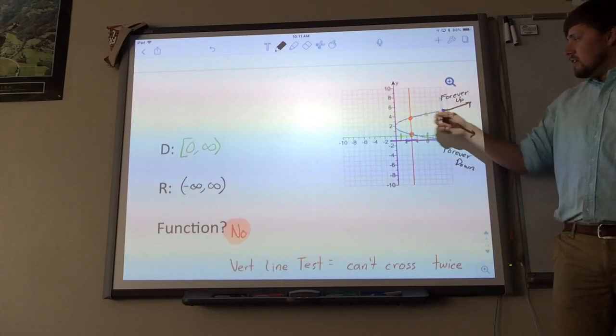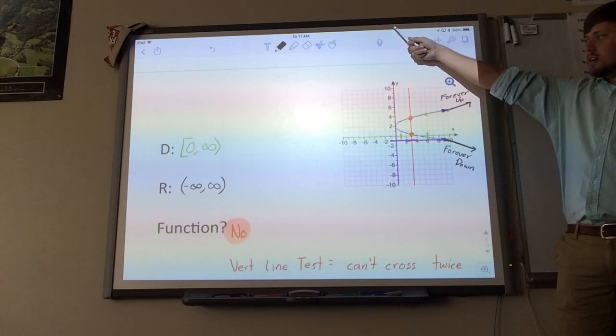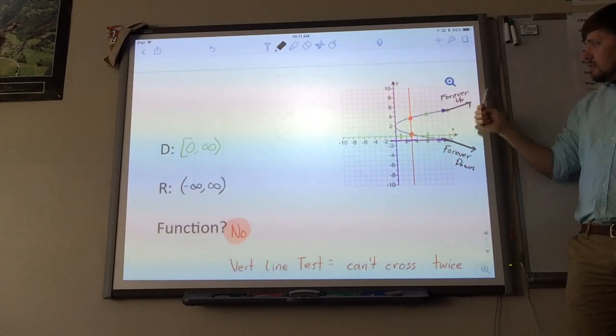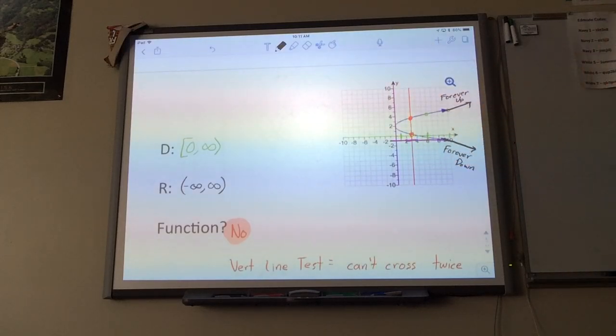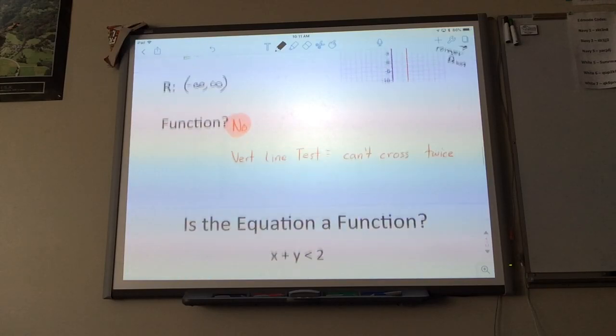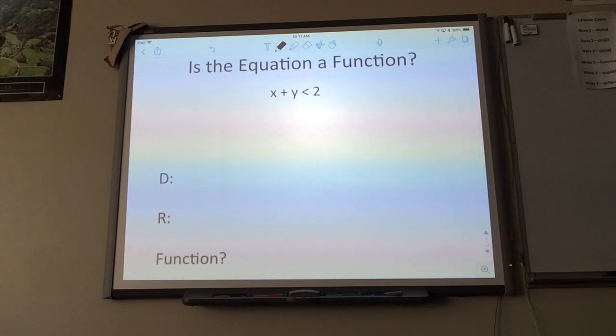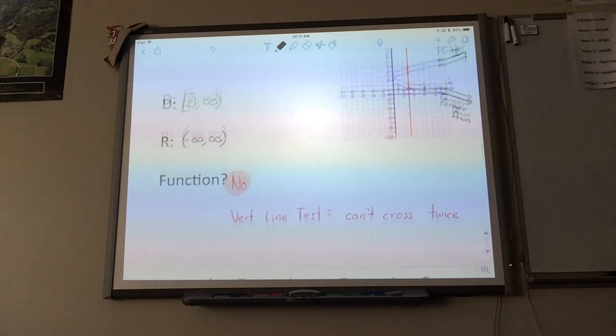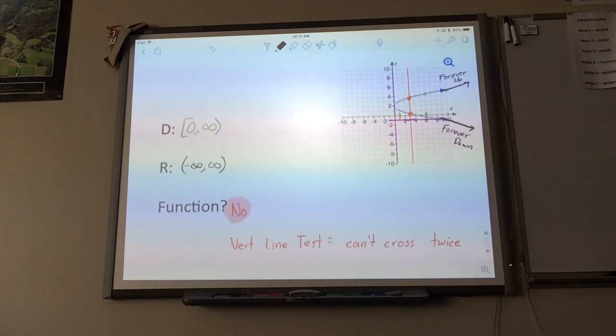Okay, but this goes on forever. So even up here at like 100, this blue line will eventually get to that point. Even if it's way over here, it is still on 100 at some point. Okay, so that's what we're looking for there. And then again, the vertical line test. You just draw a line through it. The range is everything. Negative infinity all the way through positive infinity, because these go on forever up and down.